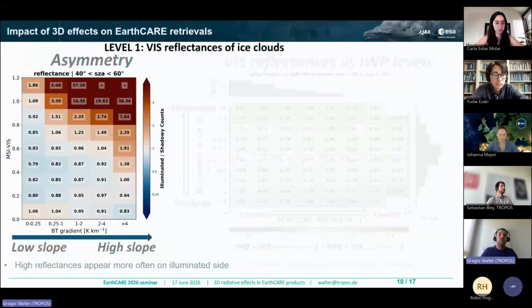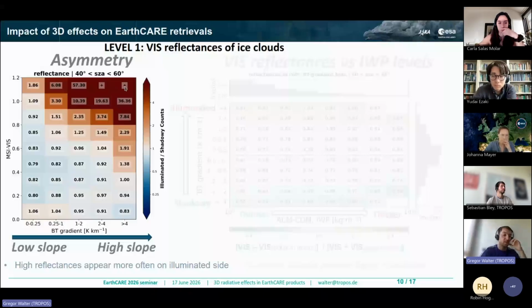So now we first look at the level 1 reflectances of pure ice clouds. And in this plot, we check the asymmetry. Here we have different bins on the x-axis of absolute brightness temperature gradient. We combine the illuminated and the shadowy. On the left, we have more of a low slope, and to the right, more of a high slope. And now we calculate the ratio of illuminated to shadowy counts within those bins.